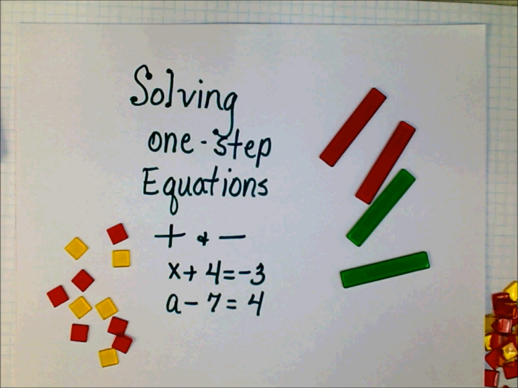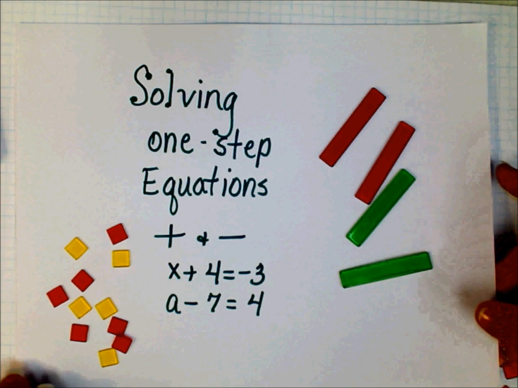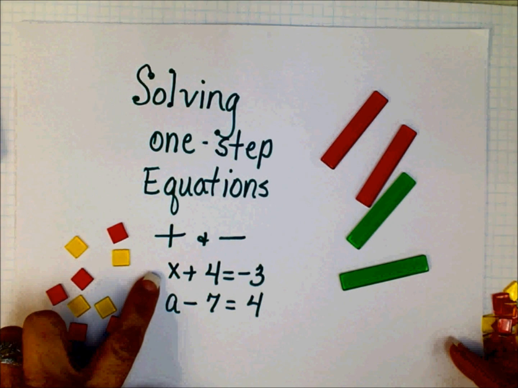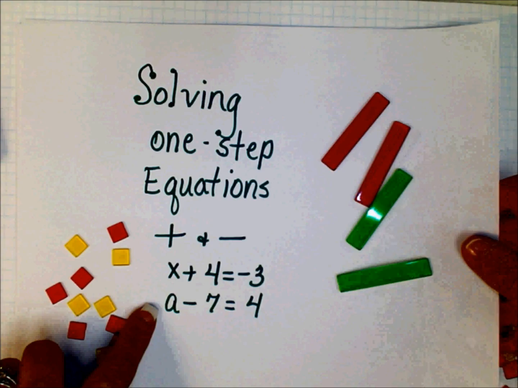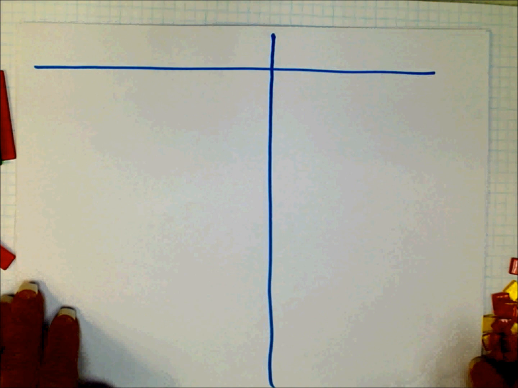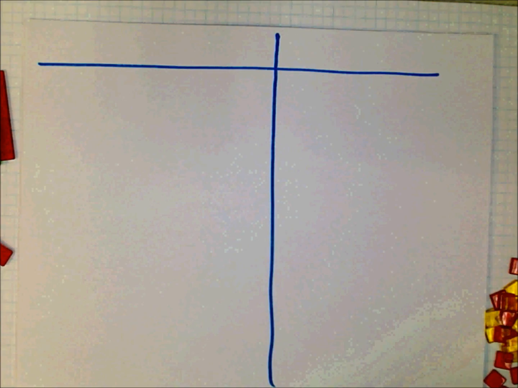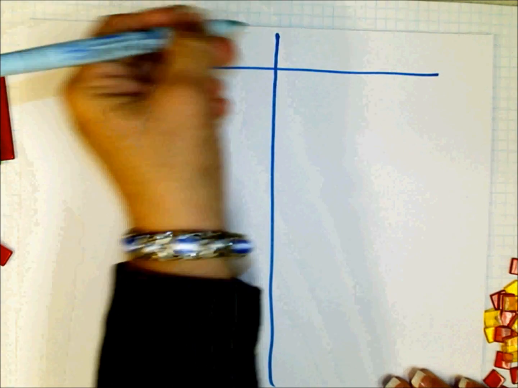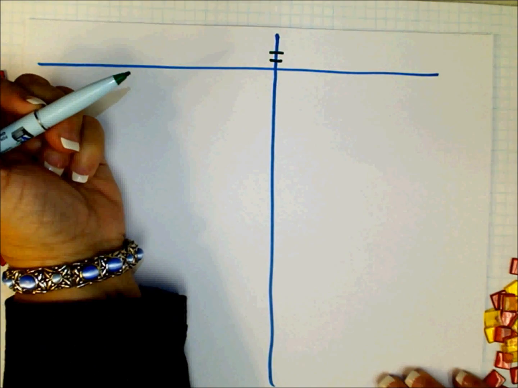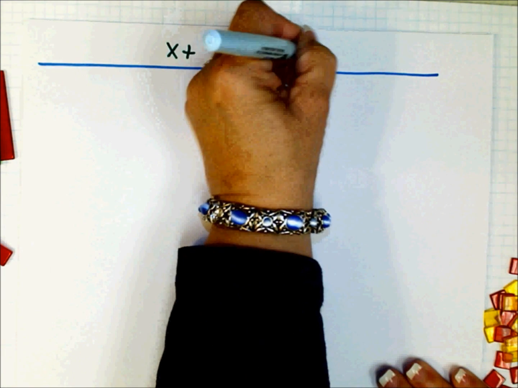Hi, in this lesson we're going to use algebra tiles to solve one-step equations such as x plus 4 equals negative 3 and a minus 7 equals 4. In order to do that, to begin with, we're going to start out with a T, which you can make just on a regular sheet of paper. And we're going to start out by writing the equation down above the T with the equal sign there in the middle. So we have x plus 4 equals negative 3.